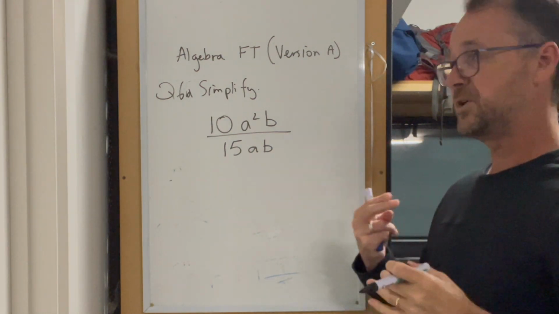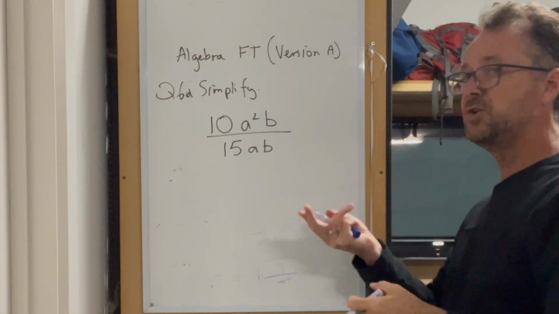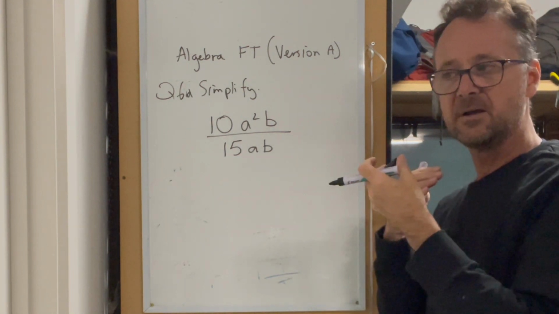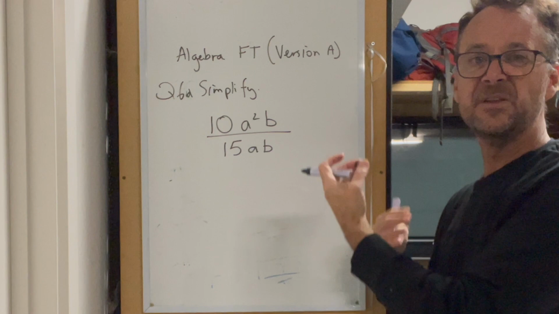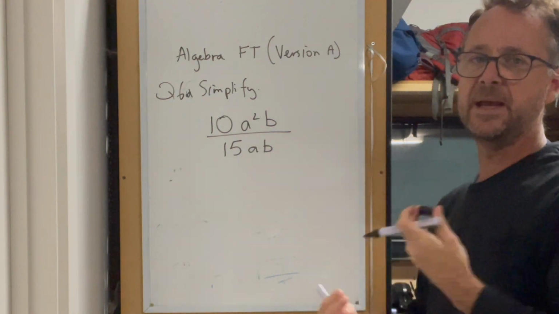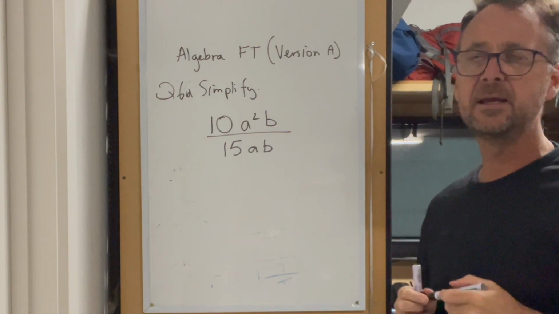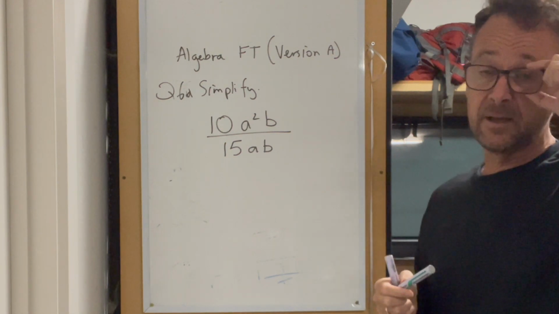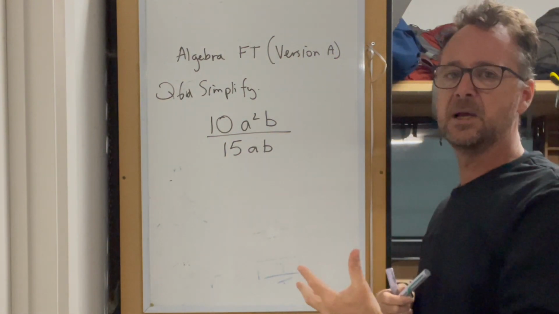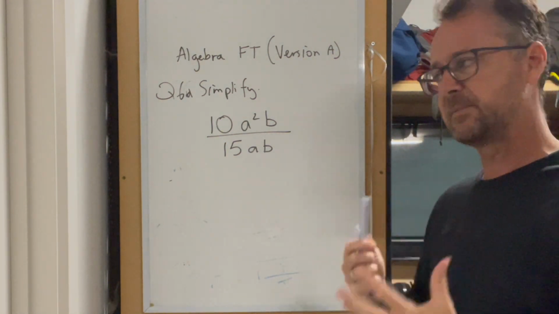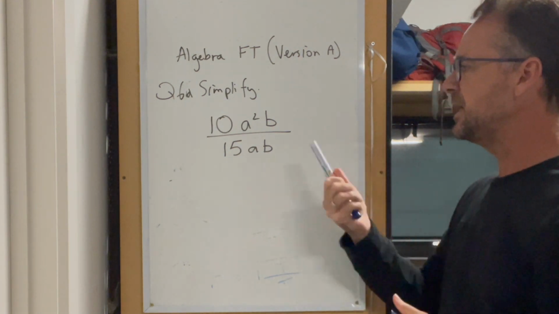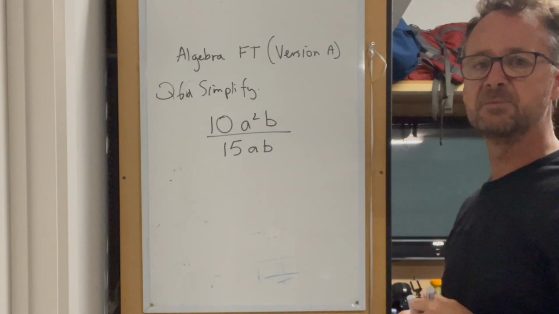Okay, question D here, 10a squared b over 15ab. Now, if you did question C using a fraction format, then this will be familiar to you, and this is the power of doing things in the same way, really the expected way, because it allows you to then repeat a skill and not have to create something more complicated. So here, it's really just a case of simplification, okay?